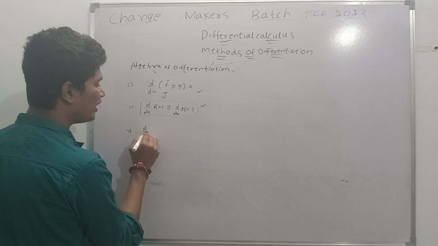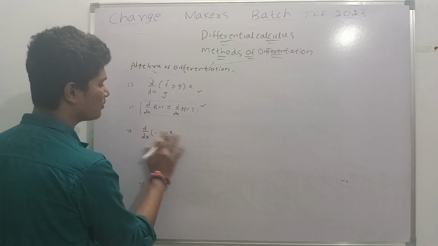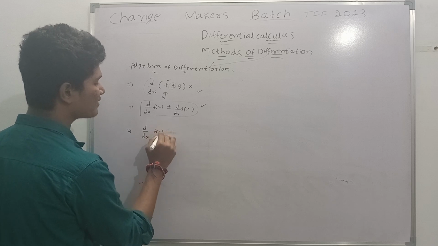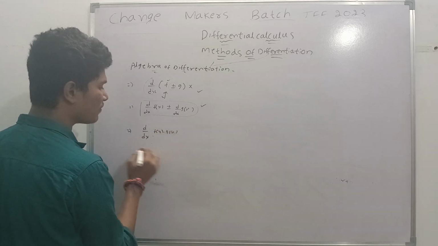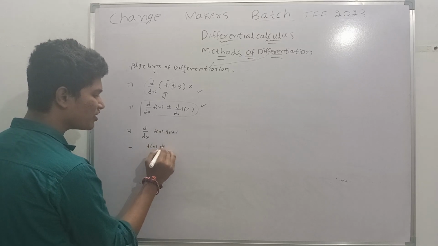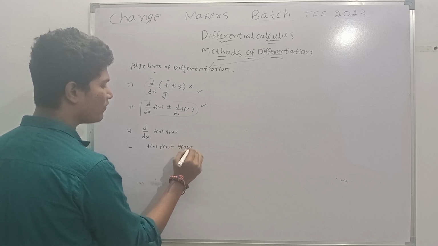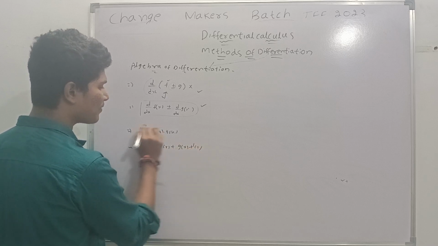What is the product? That is multiplication, f into g, that is f of x into g of x. What is the differentiation for this? The differentiation for this is first function into differentiation of second function plus second function into differentiation of first function. This is the algebra for multiplication.